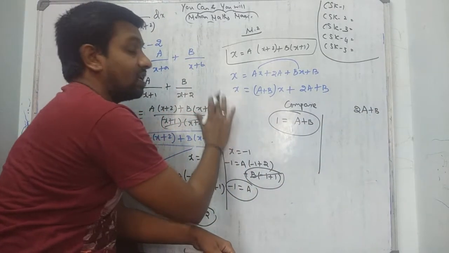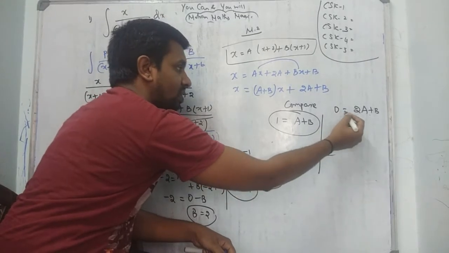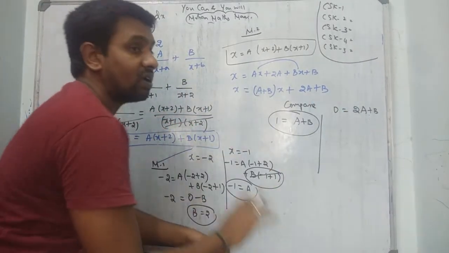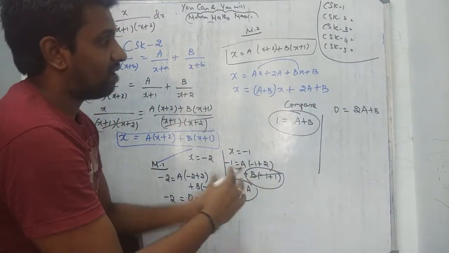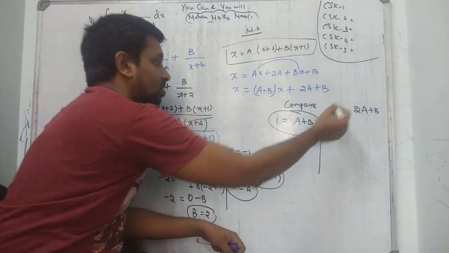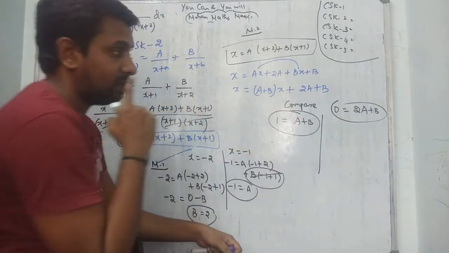Is there any constant here? No, so it is 0. Suppose there was a 5 here, then you would put equal to 5. The constant remains. That is why I call it two equations: one is 2a plus b equal to 0, and the other one is a plus b equal to 1.